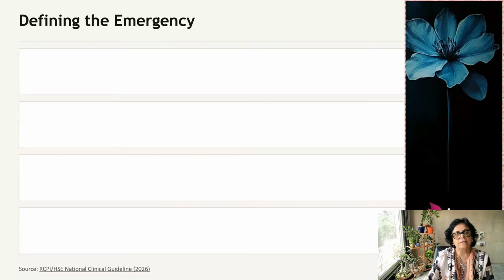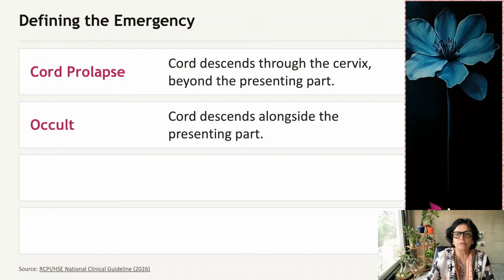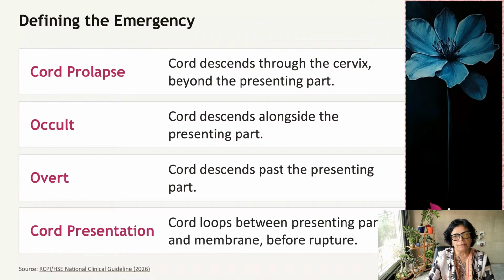So, defining the emergency: cord prolapse is when the cord descends through the cervix beyond the presenting part. Occult is when the cord descends alongside the presenting part. Overt is when the cord descends past the presenting part. And cord presentation is when cord loops lie between the presenting part and the membrane before rupture.